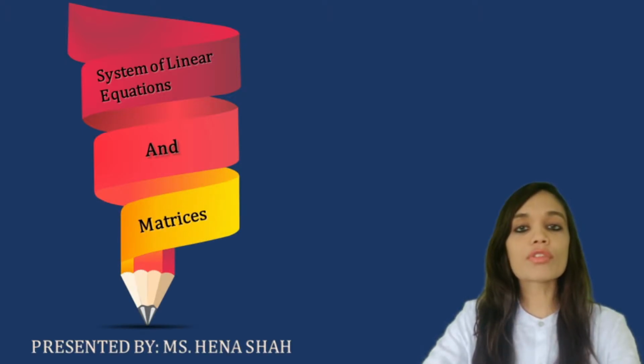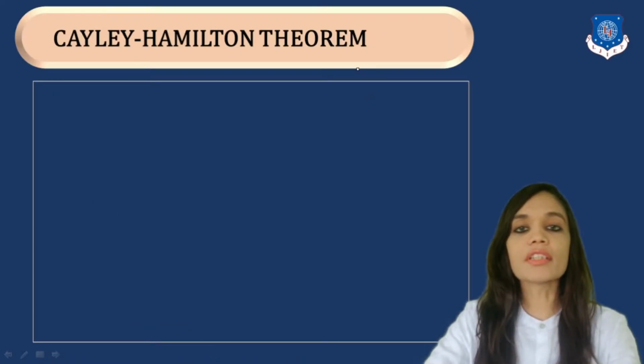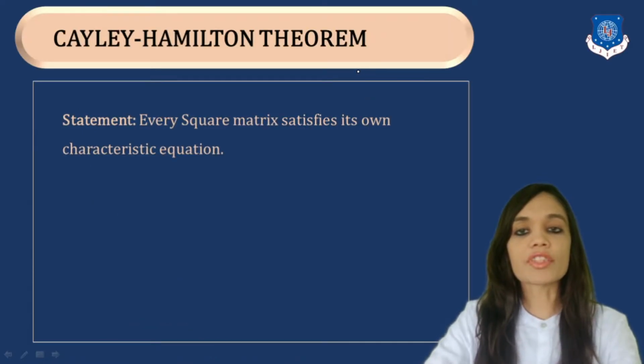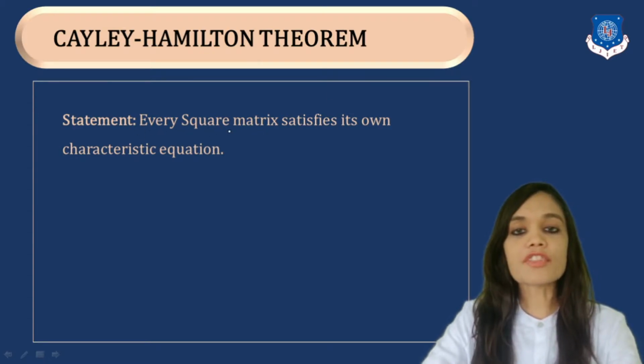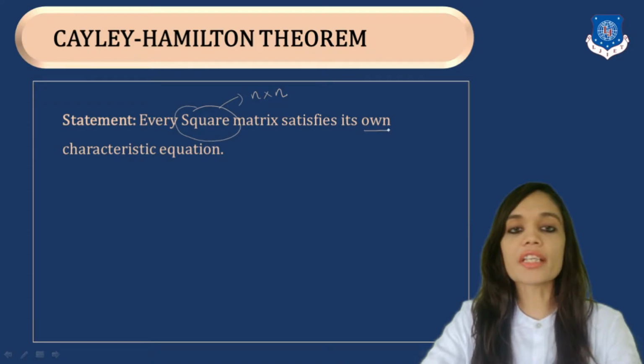So today we are going to discuss a most important topic of system of linear equations and matrices. The topic is the Cayley-Hamilton theorem. Let us start with its statement. Every square matrix satisfies its own characteristic equation, right? So the matrix must be a square matrix of order n cross n. Then only it will satisfy its own characteristic equation.